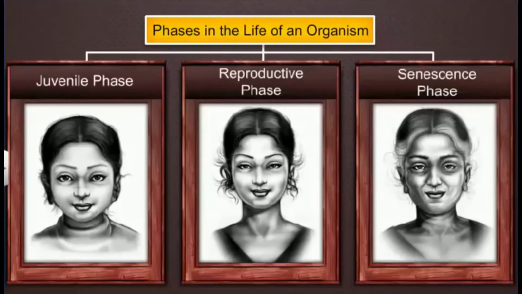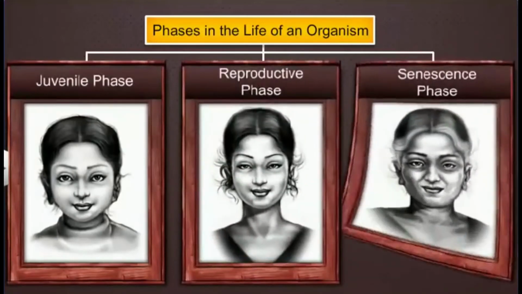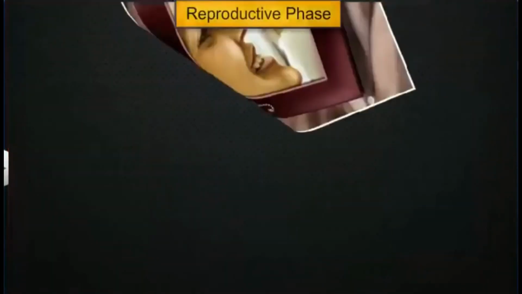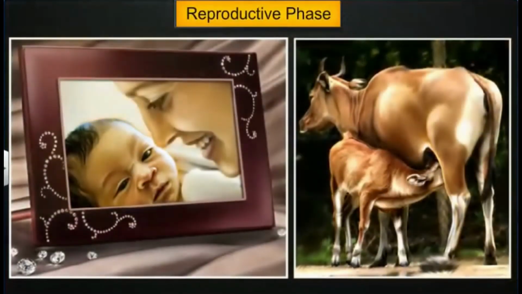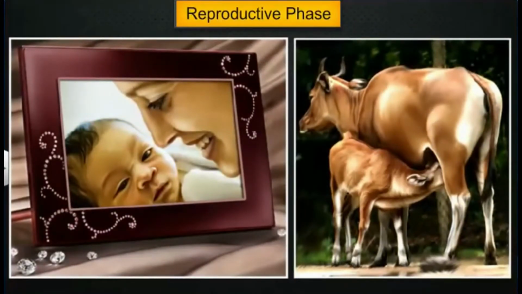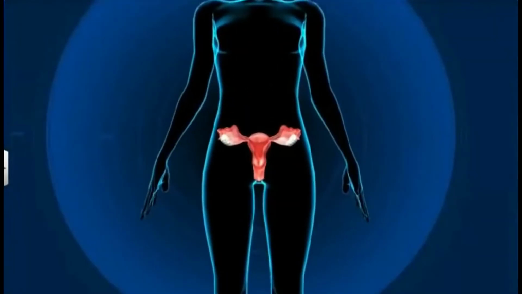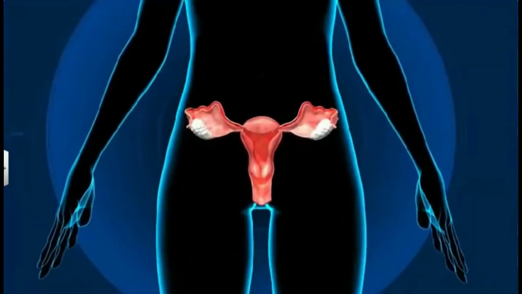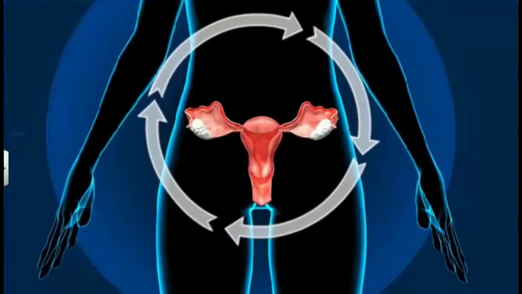There are 3 phases in the life of a living organism: juvenile phase, reproductive phase, and senescence phase. During the reproductive phase, the organism gives birth to offspring. Interestingly, most organisms display certain morphological and physiological changes during the reproductive phase. Human females, for instance, experience the menstrual cycle, which is defined as cyclical changes in the genital system during the reproductive phase.